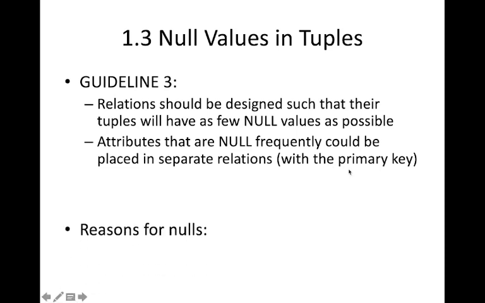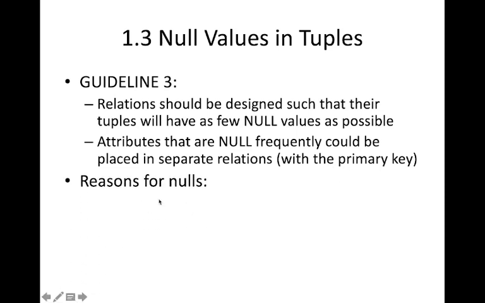We have to take those null valued columns and place them in another relation with the primary key. So why do these nulls occur in a relation? We have already seen these reasons in two other lectures also. One thing is that the attribute may not be applicable or valid. For example, we have already seen previous degrees of a person, previous degrees.